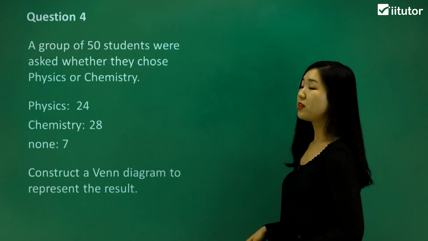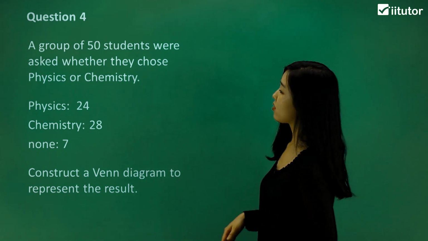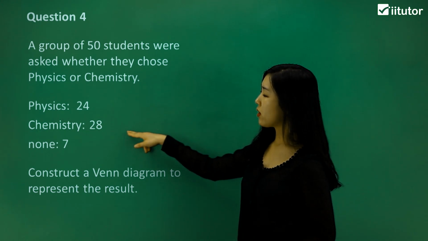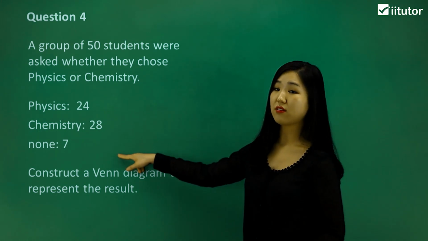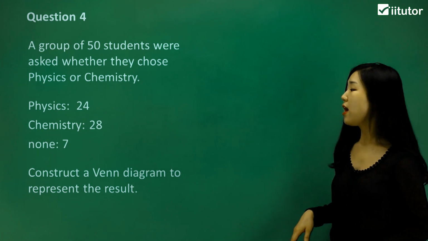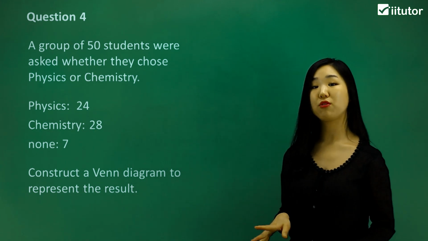This time we're going to build our own Venn diagram. It says a group of 50 students were asked whether they choose physics or chemistry. Physics was 24 people, chemistry 28, and none 7. So these none mean people who don't want to do physics or chemistry. And we've got to construct our Venn diagram to represent these results.